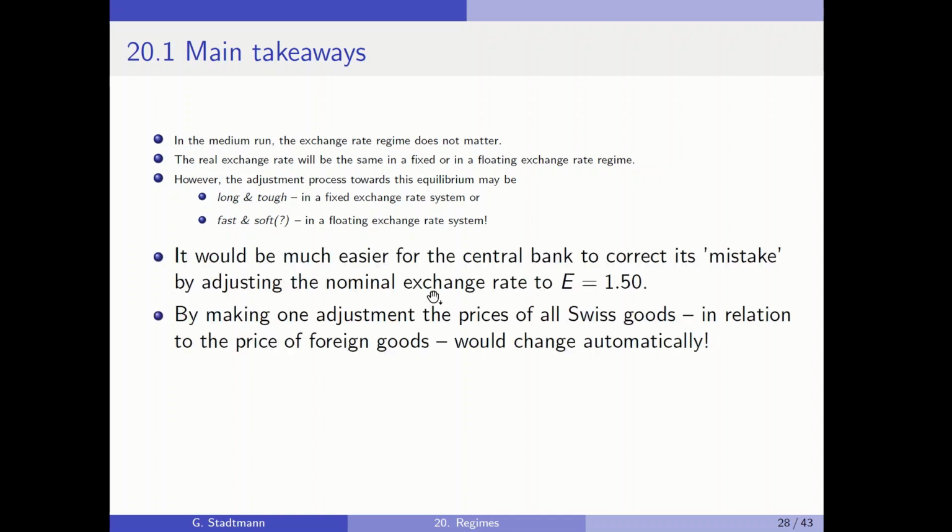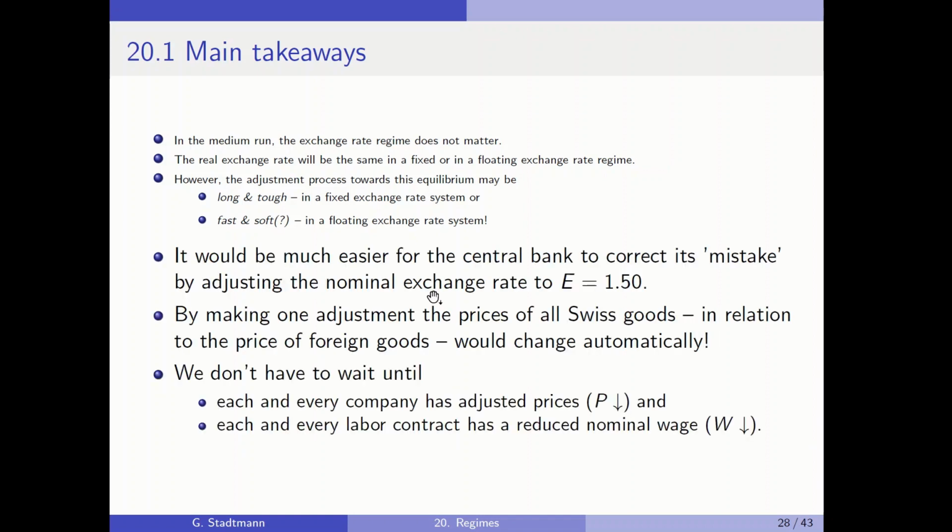In a floating exchange rate system, of course, it would be easier to adjust the nominal exchange rate back to the right level of 150, and then the shock could be digested very, very fast.